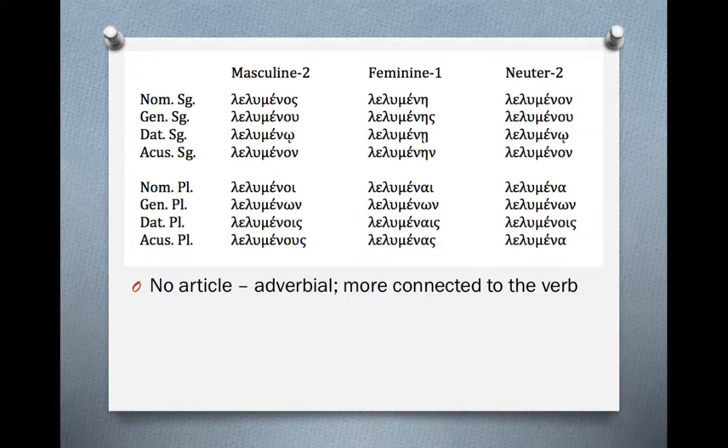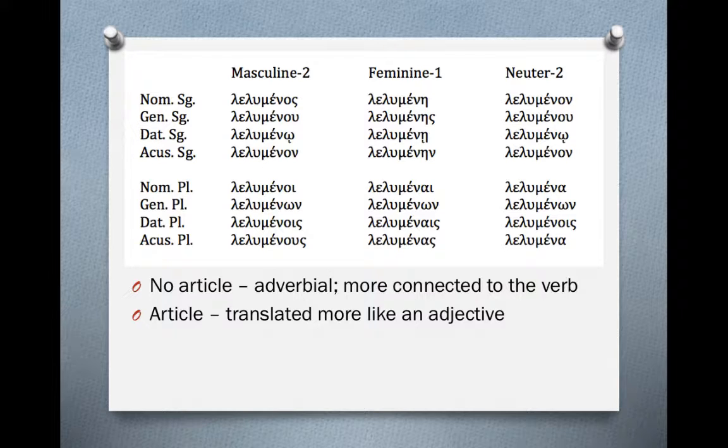If the participle does not have an article, it's probably functioning more adverbially. And that means that it's going to be a little more connected to the verb. It's modifying the verb a little more than it's modifying a particular noun or pronoun in the context. It doesn't mean that it's not modifying a noun or pronoun. It just means it's a little more tightly connected to the verb. Now, I will say that sometimes when it's functioning adjectively, there'll also not be an article. But generally, when it doesn't have the article, it's functioning adverbially.